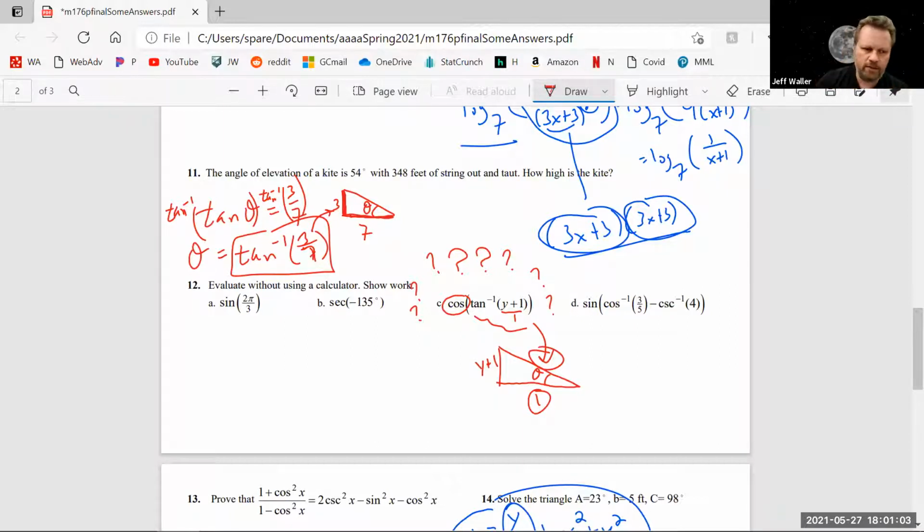So if I have a trig function of some inverse trig functions, I need to set up triangles now. How would I finish this one out? And then we'll look at part D. Looks good, okay. So how do I figure out the hypotenuse?